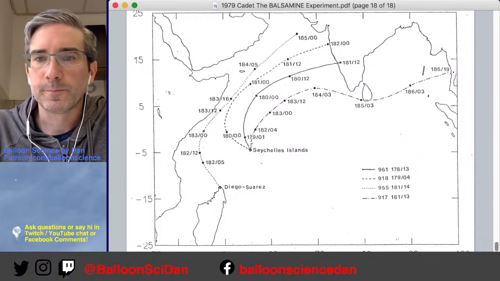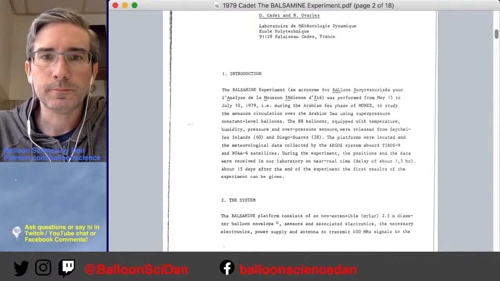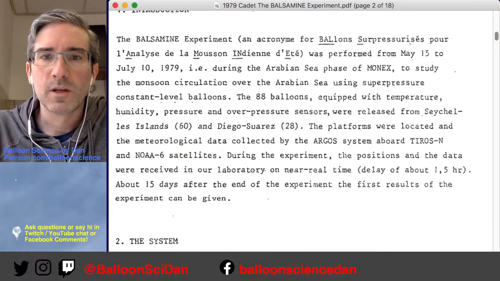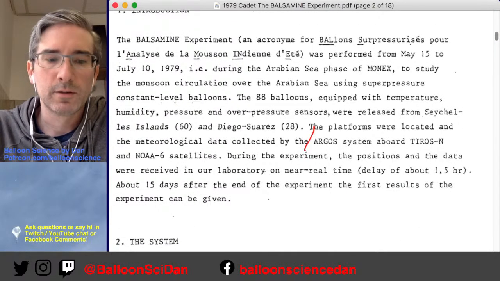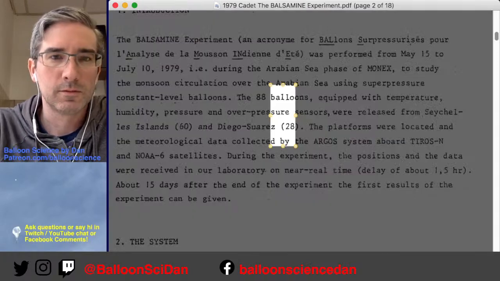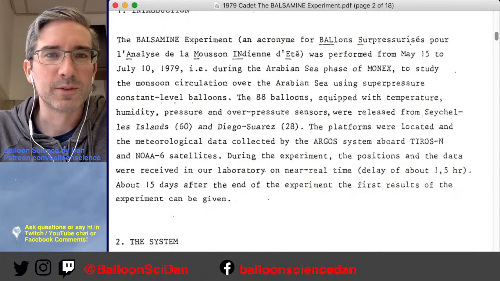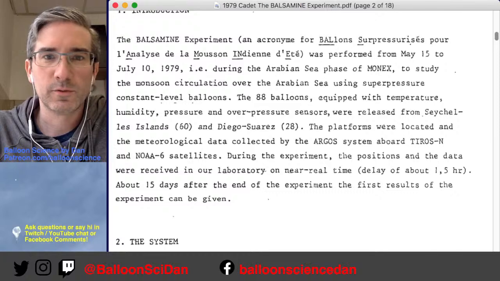Okay, let's go back up to the top. The platforms were located, and let's go back to highlighting. I apologize. I've not used this app much. This is a new app. Text tool. There we go.